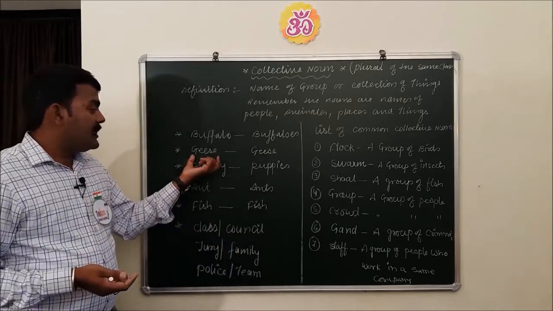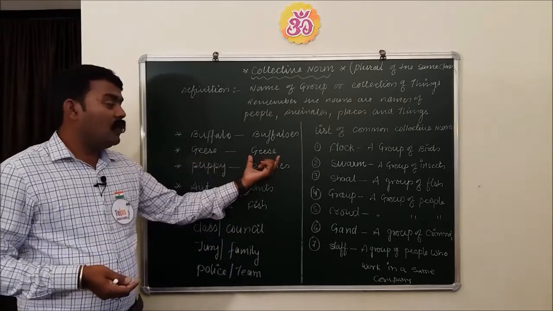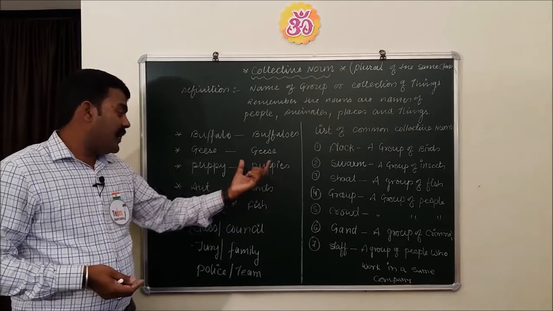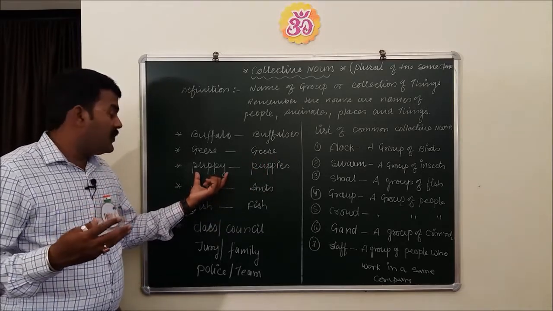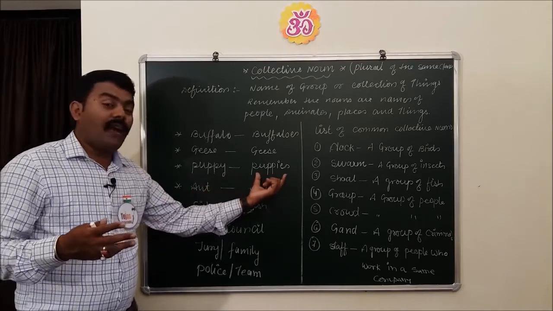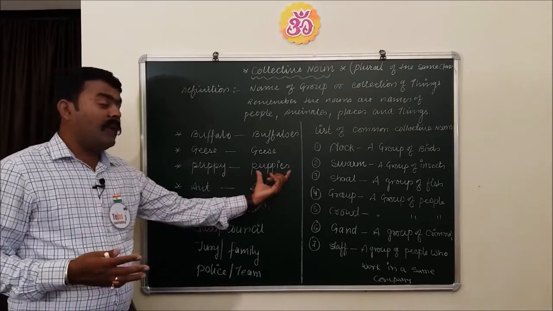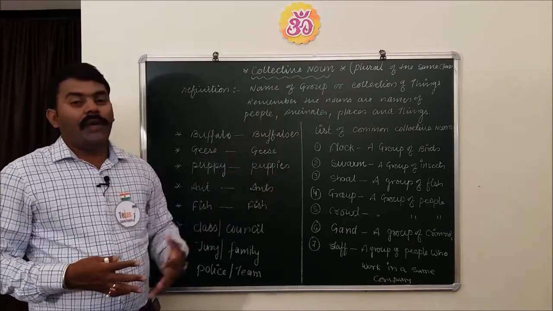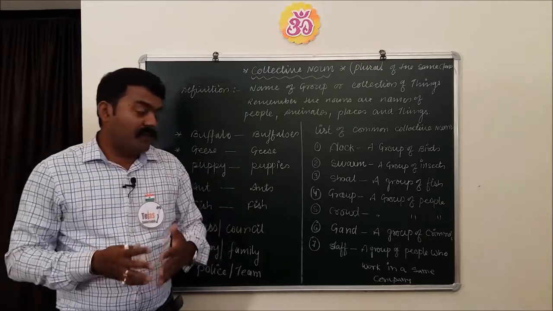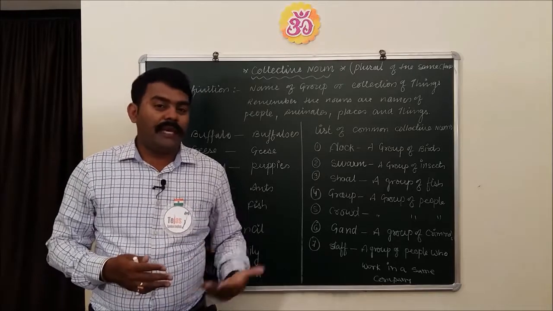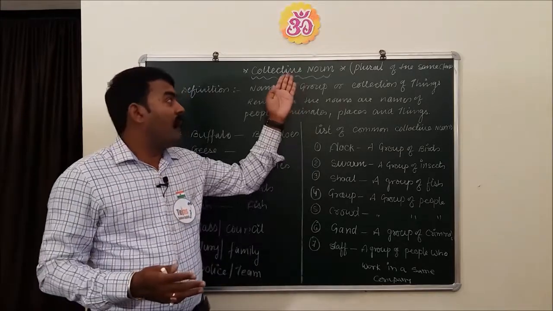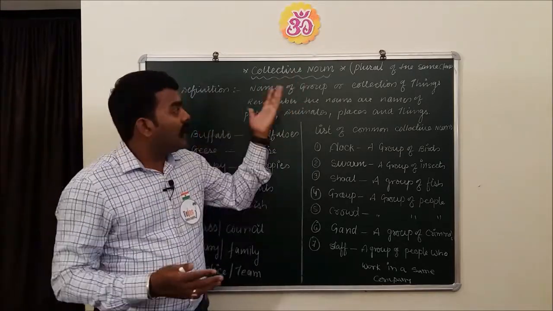Then geese, and you must have seen geese. The plural is geese. And puppy: we talk about dogs, and we have some pets we call puppies. We have so many puppies. It's a collective name, because there would be different kinds of puppies, but we say the puppies are the group name, which means it's a collective noun.